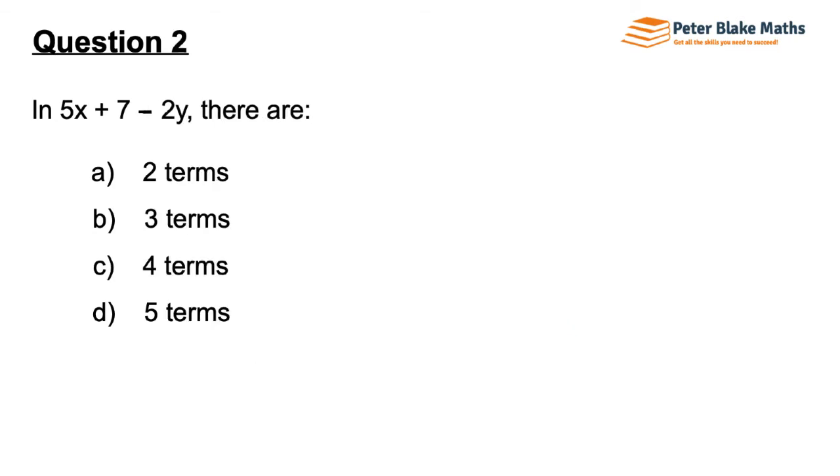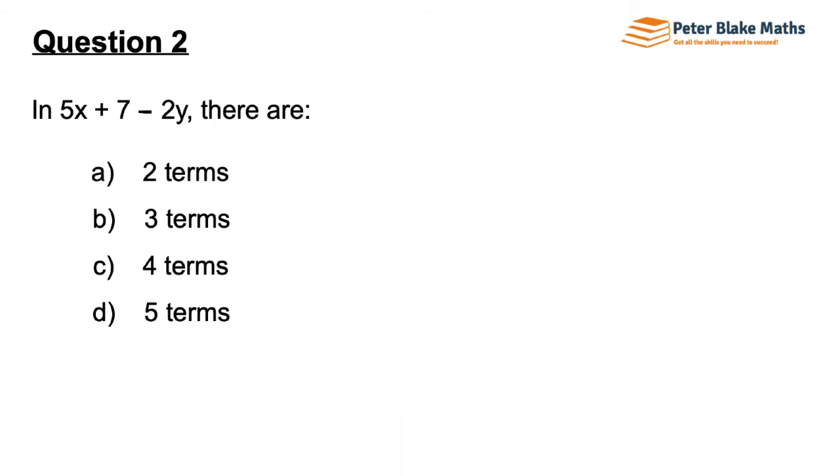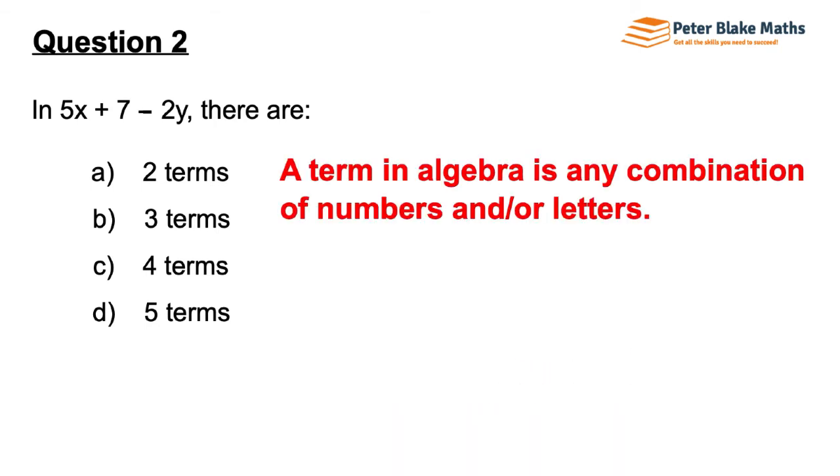Question 2. In 5x plus 7 minus 2y, there are how many terms? In algebra, a term is any combination of numbers and or letters. In this expression we have a term 5x, a second term of plus 7, and a third term of minus 2y. So there are 3 terms in that expression.